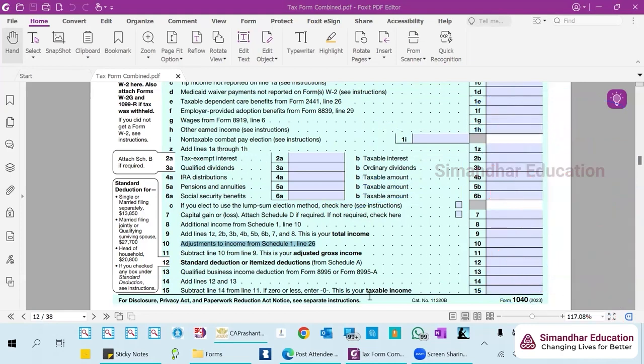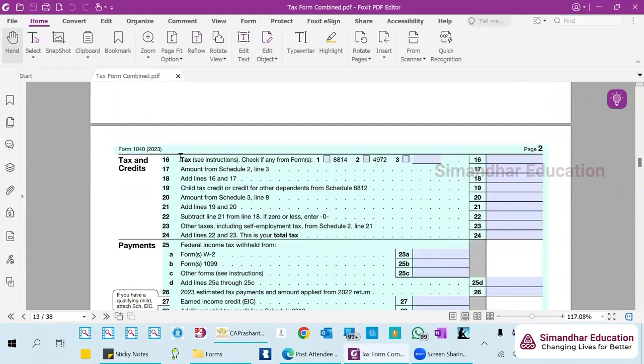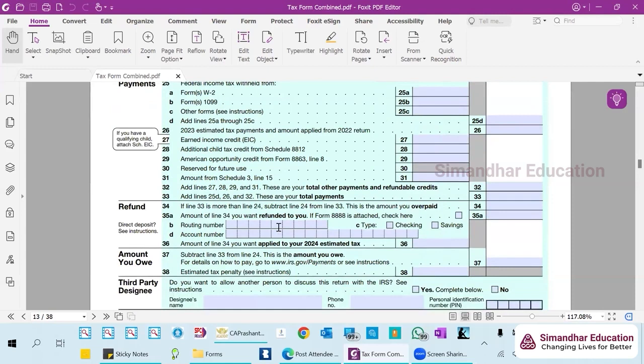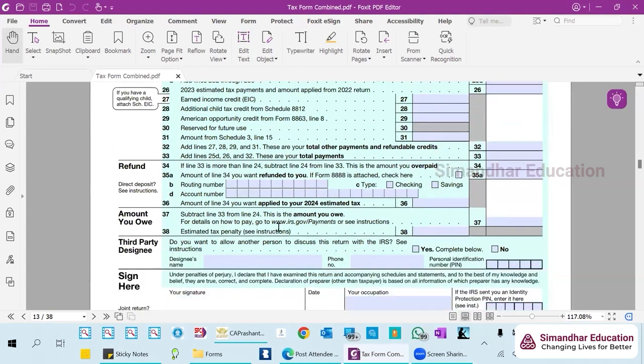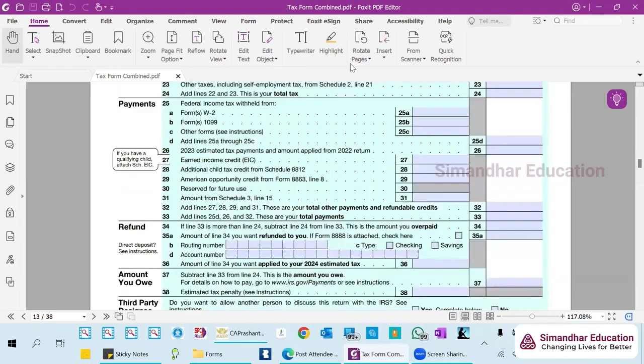Now on page number 1, we came until taxable income. So now after getting taxable income, logically what should we be doing? We should be calculating tax. Okay, so these are all coming from Schedule 2. Then we have credits. Then we have any of the payments, and then anything which we owe or anything which is refunded.